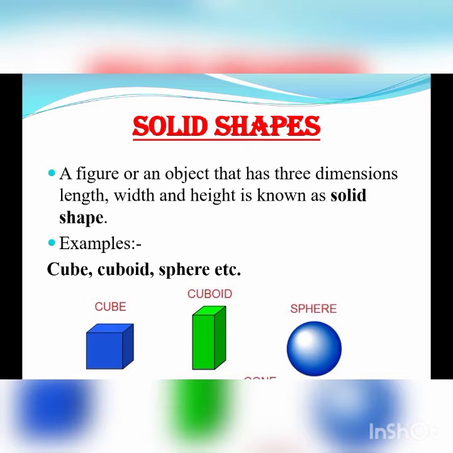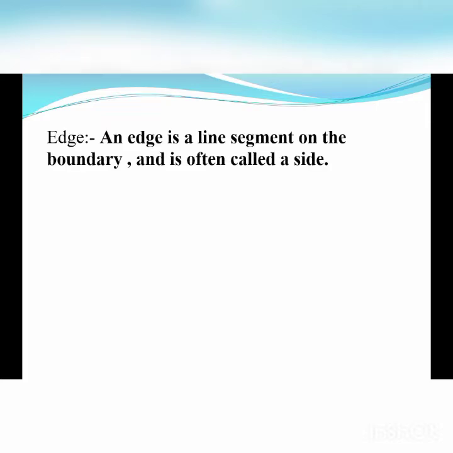Cube and cuboid are almost the same in all manners except one, and that is in the cube all the faces are the same in size, but in the cuboid all the faces are not the same in size. Clear? Very good. Next topic is edge. An edge is a line segment on the boundary and is often called a side.